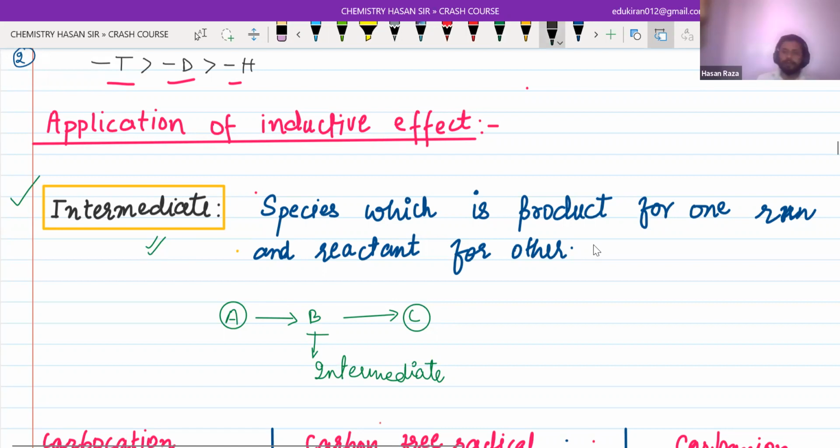Okay, so Adriel, you can see what an intermediate is: a species which is a product for one reaction and a reactant for another.